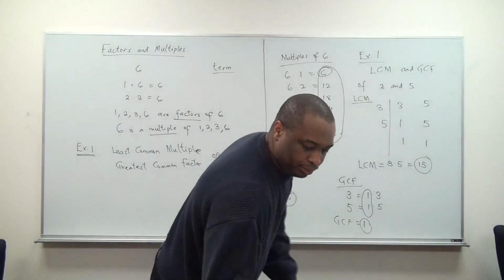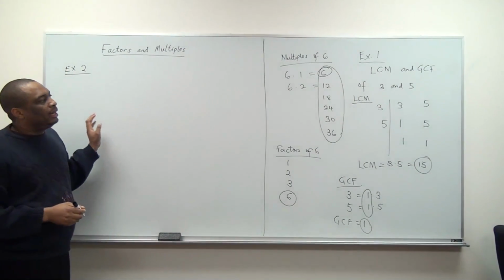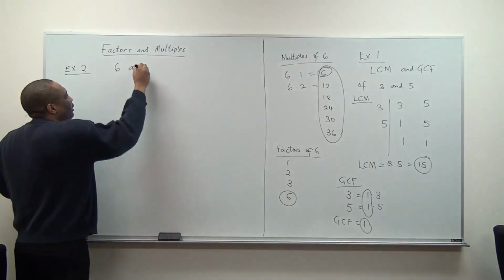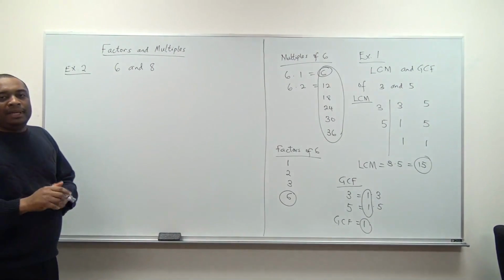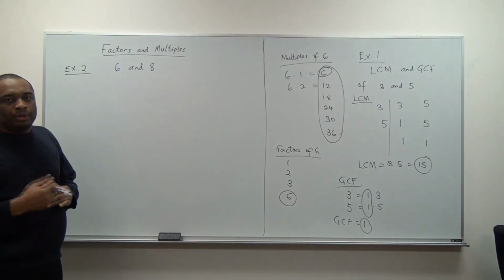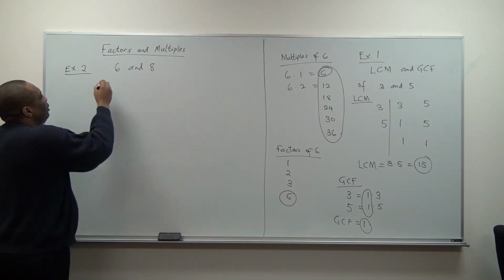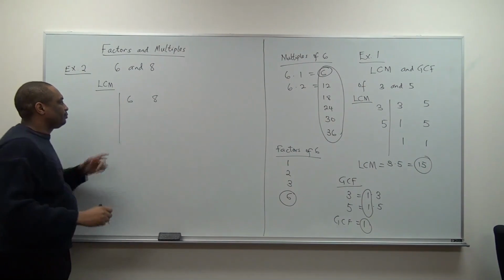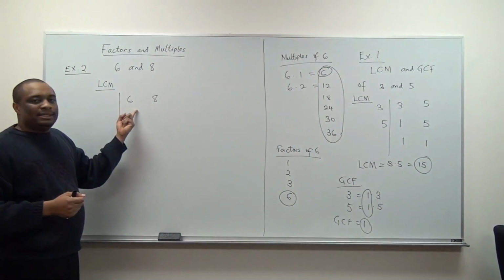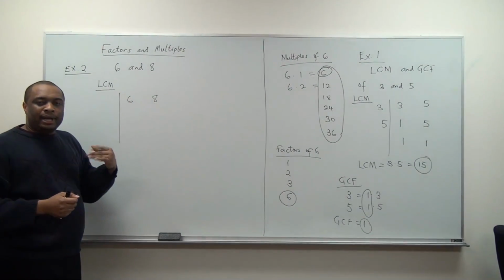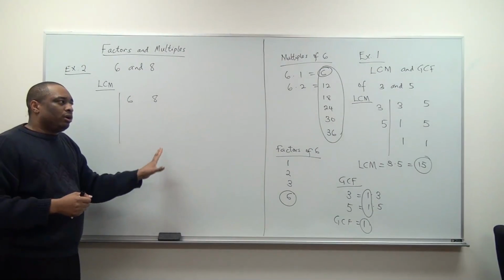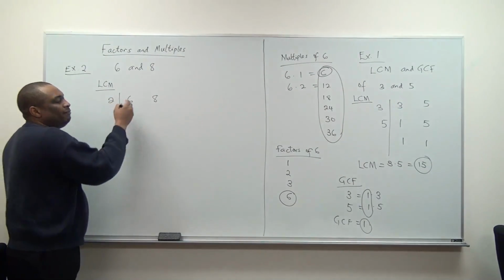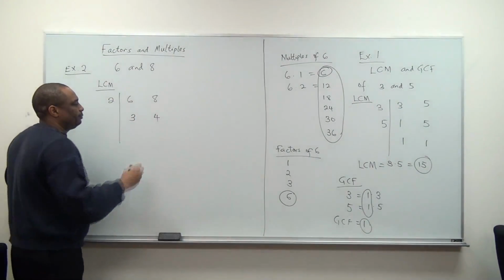Let's do example 2. You want to find the LCM and GCF of 6 and 8. Like I said earlier on, LCM is the same thing as LCD when you talk about fractions. So the LCM of 6 and 8: we have 6 and we have 8. What is the number that can divide 6 and also divide 8 without a remainder? Besides 1, you don't want to start with 1 because it will give you the same thing. So we start with 2. 2 divided 6 is 3. 2 divided 8 is 4.